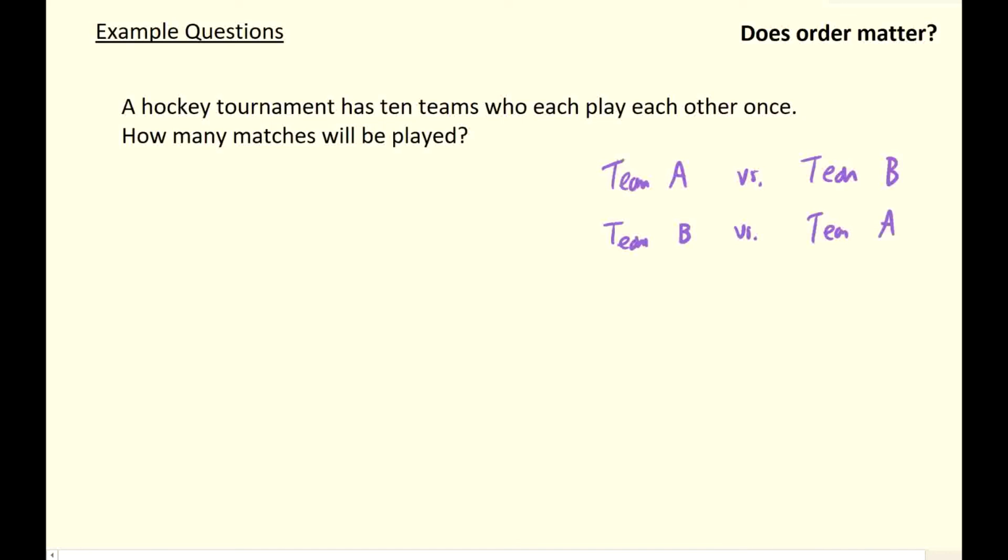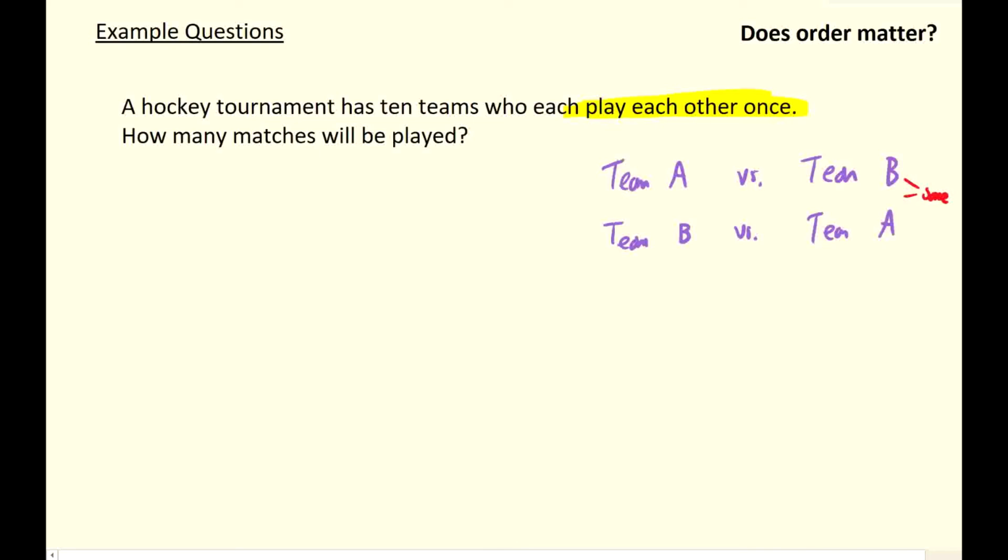There's no home or away here. All we know is that each team will play each other team only once. So both of these contain a match between team A and team B. So here we don't care what order it's in. We don't care which team goes first. That's what order matters actually means. Okay, both of these are the same match. That means we're going to have to divide.